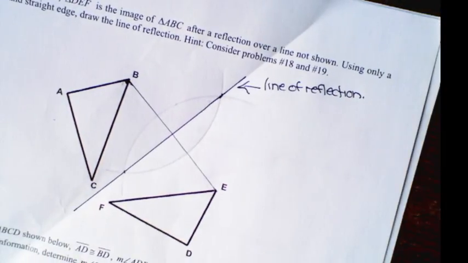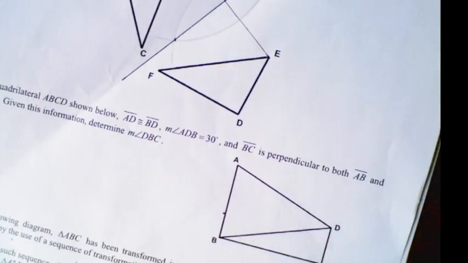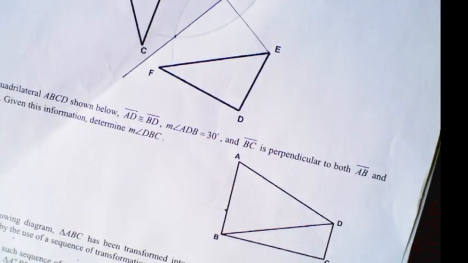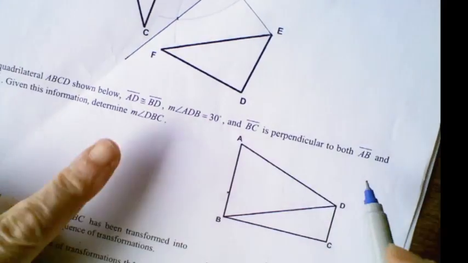Okay. Number 22. Here's a quadrilateral, and they're telling us some things. Always use that to mark your picture with stuff that you know. That's kind of my rule of thumb. Whether I need it or not, I mark everything I understand.